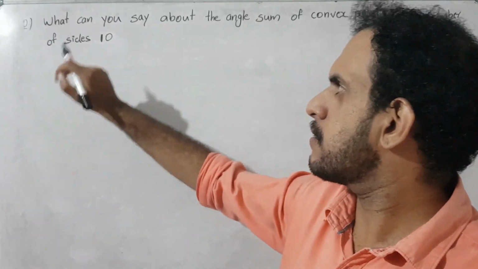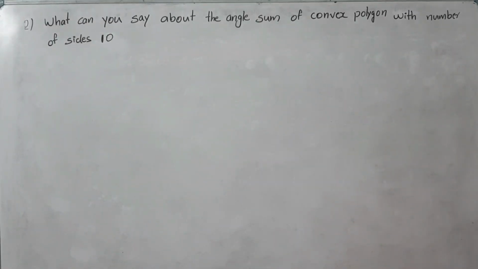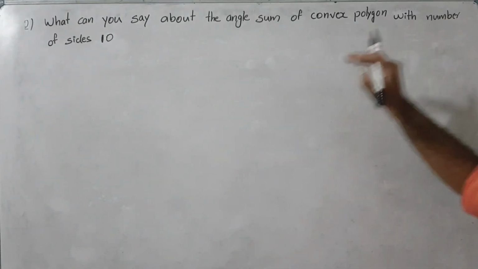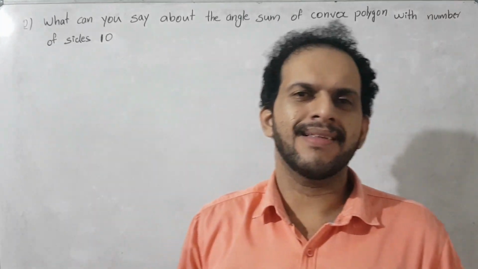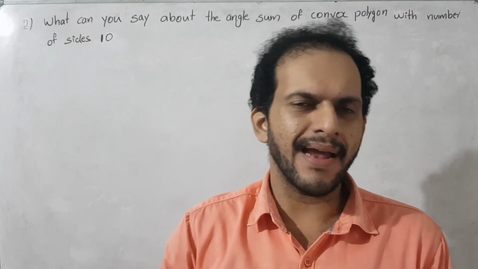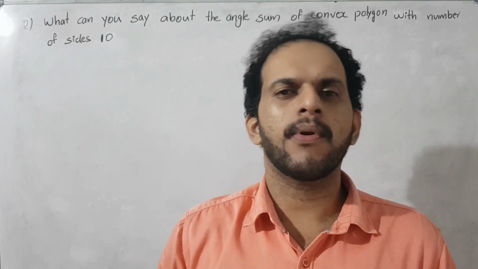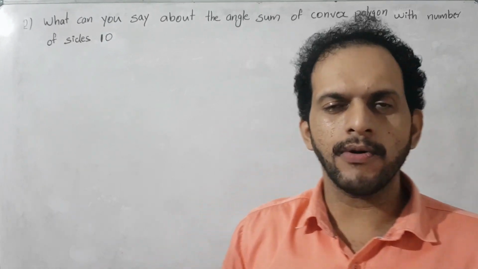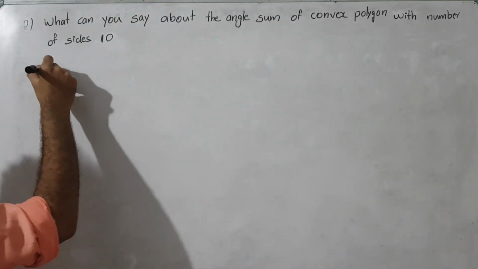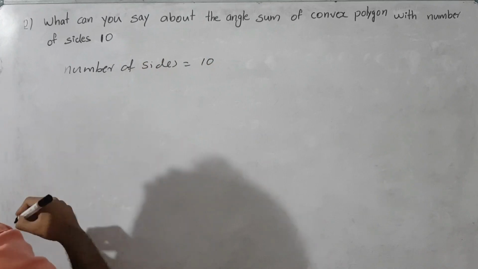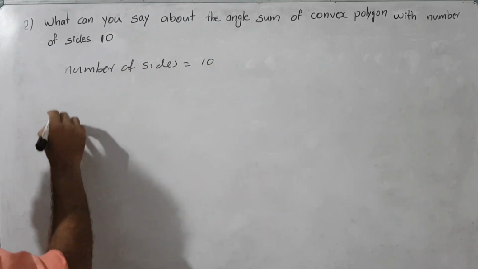The second question is like this. What can you say about the angle sum of a convex polygon with the number of sides 10? Then what is the second question? Only the number of sides changes. What is the number of sides here? The number of sides is equal to 10. Then how do we start? We start like this. The number of sides is equal to 10. Then what is the equation to find the angle sum?